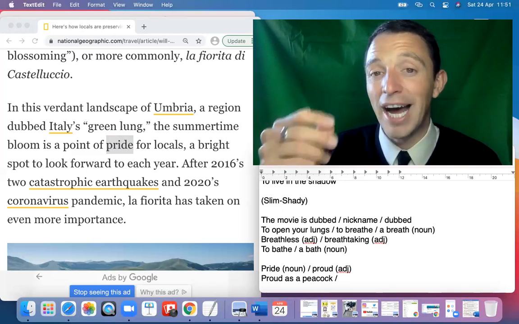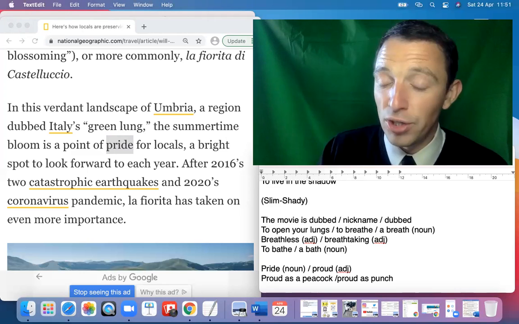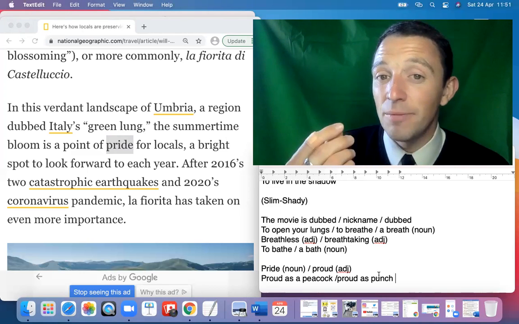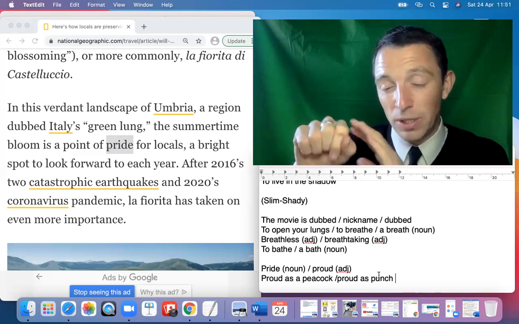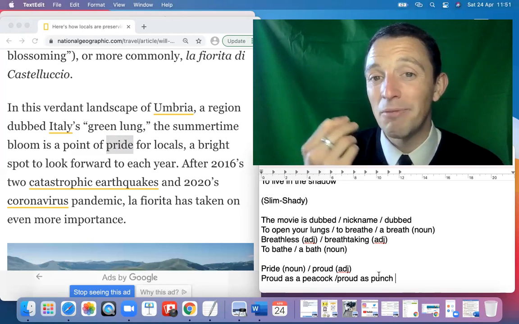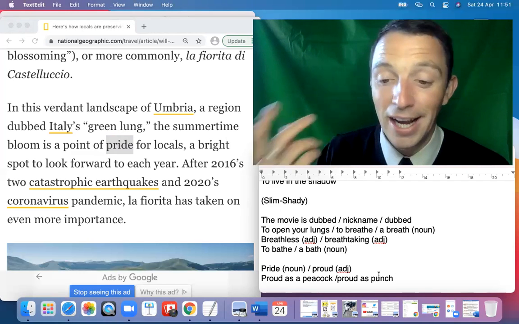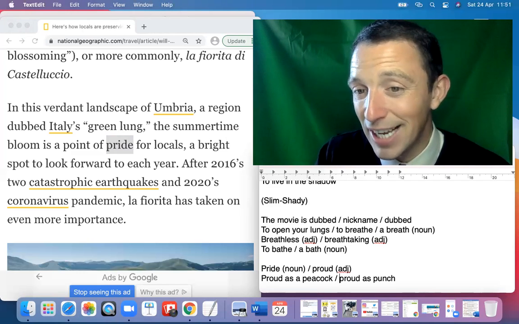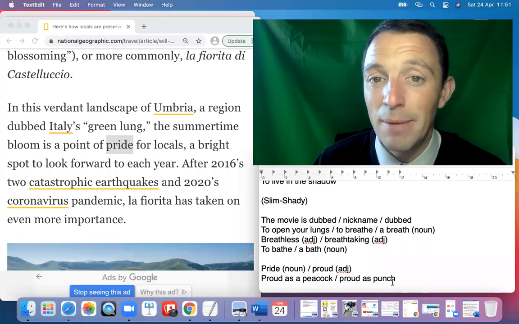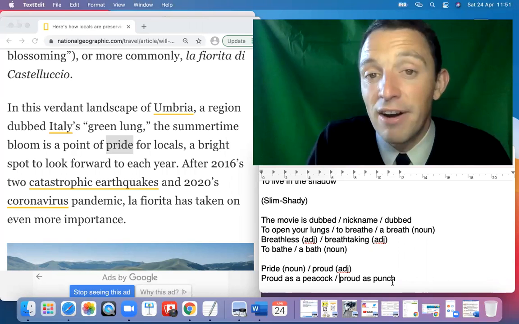Also, we say proud as punch, and that means extremely proud as well. Punch, it could be the alcohol. So punch has this significance with the puño, with the fist, to punch, but also punch is a type of alcohol and a type of cocktail or a type of drink. I'm not sure what the connection is, but proud as punch is a very famous expression with the significance very, very proud.